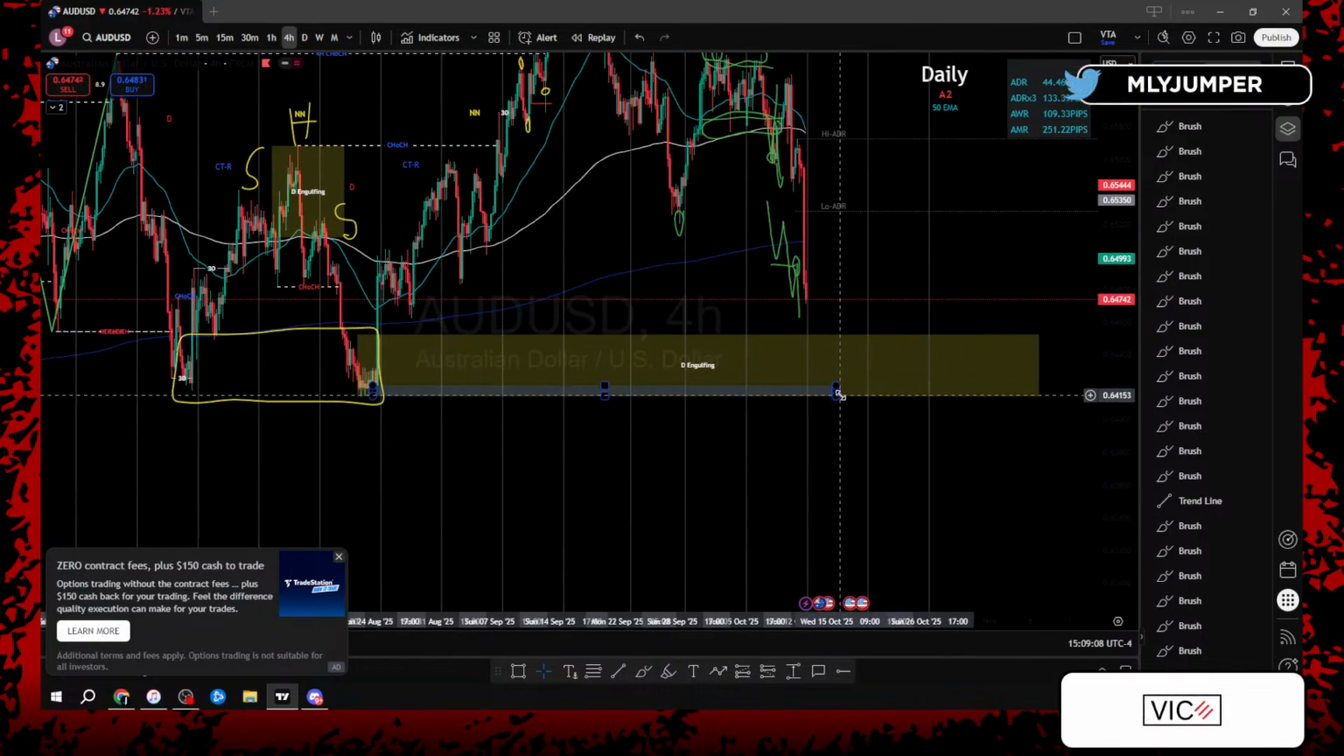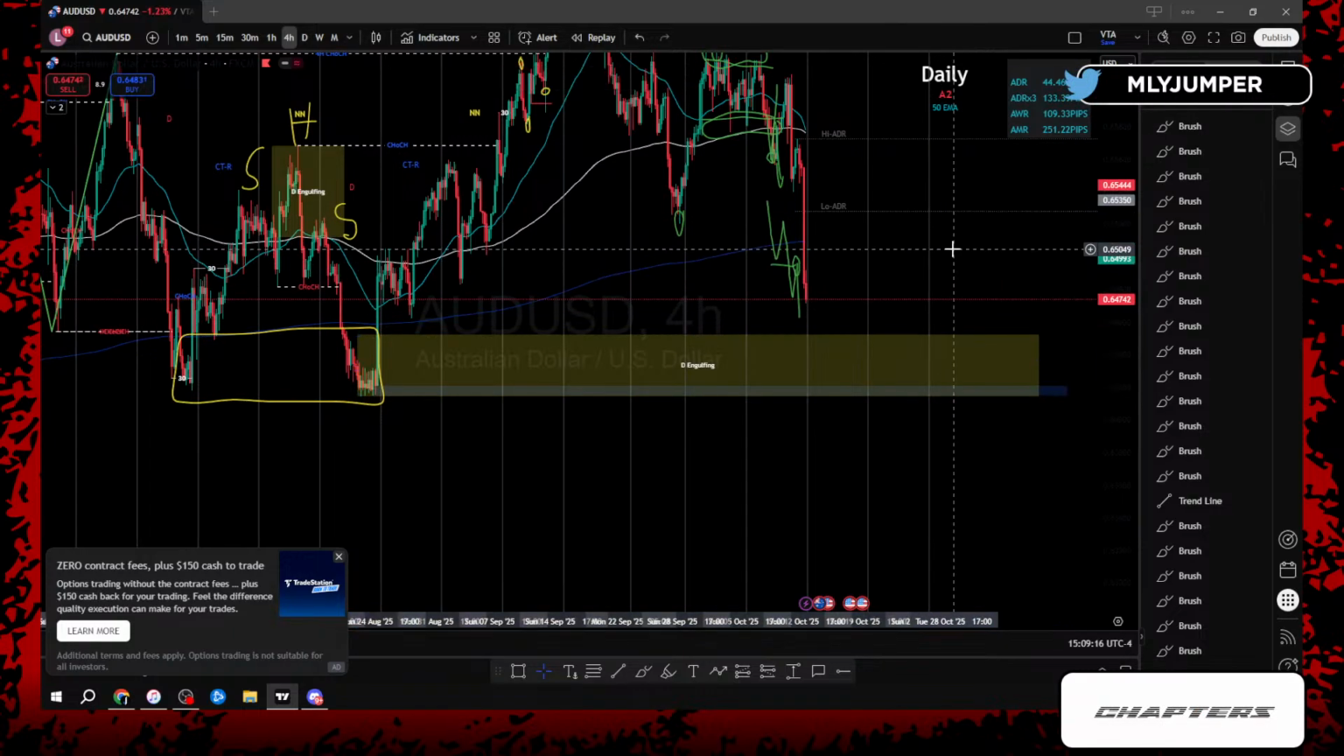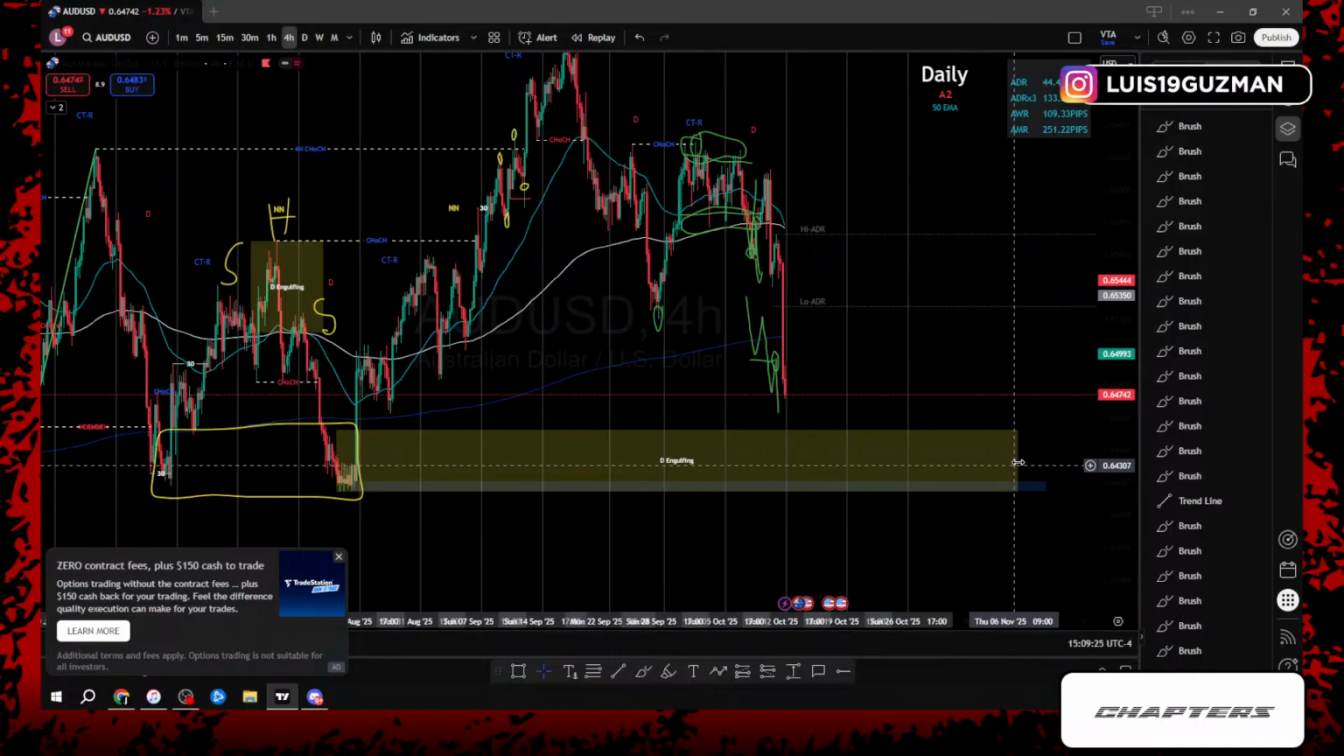So for example, again, everything is color coordinated. I should have said this in the beginning of the stream. Daily highs and daily lows are gray, 4-hour lows and 4-hour highs are blue, 30-minute highs, 30-minute lows are red, right? And then the engulfing candles that we have are going to be the yellow boxes, right?